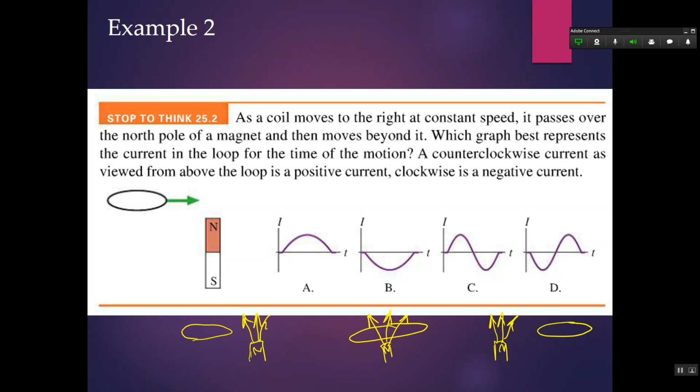And if I were to use my right hand, if I'm doing a B induced downwards, then the current is going to be going in this direction. And as viewed from the top, is that clockwise or counterclockwise? Clockwise, and clockwise according to this, automatically I know that A and C are not the right answers, because it starts off with a negative current.